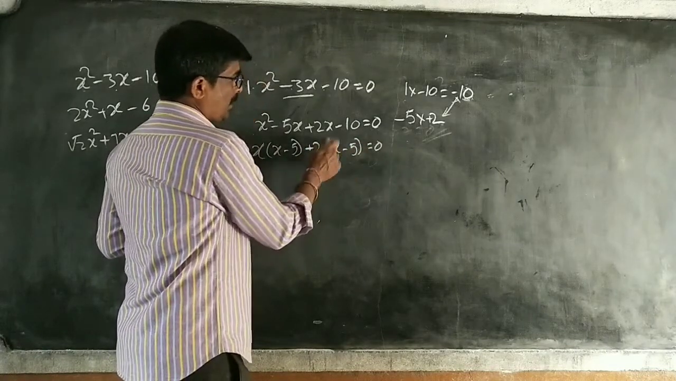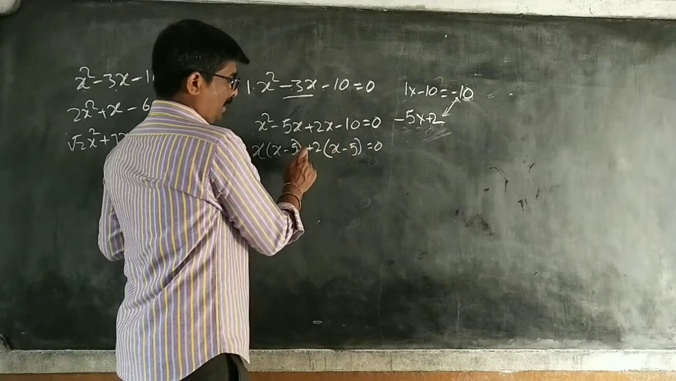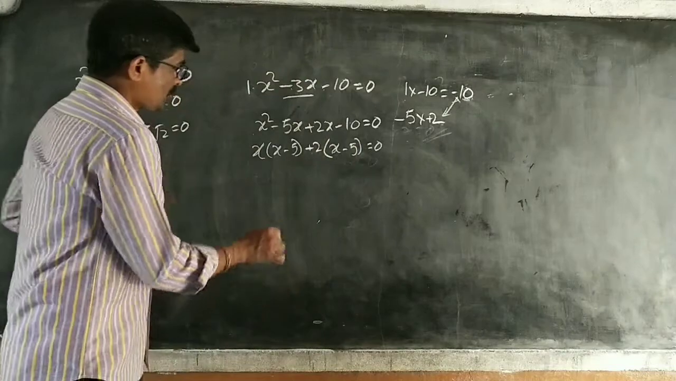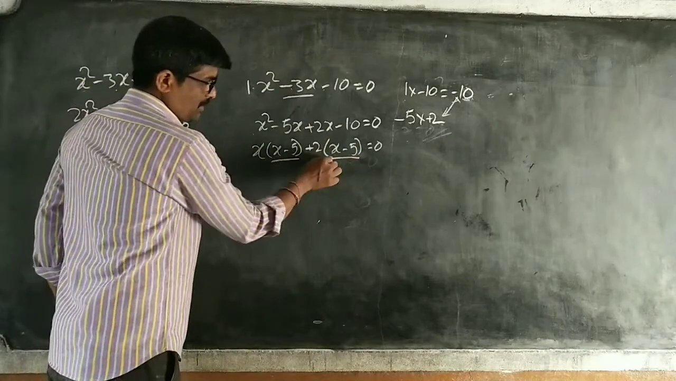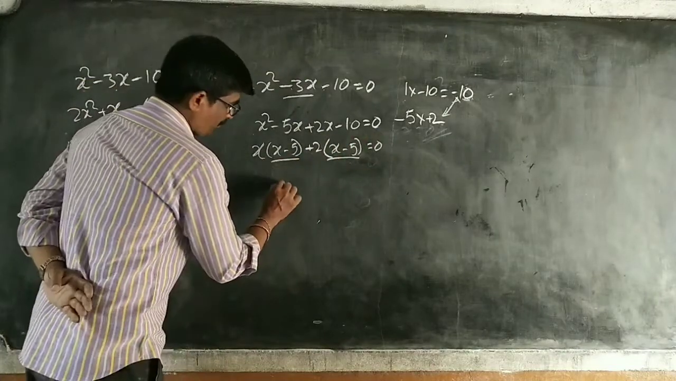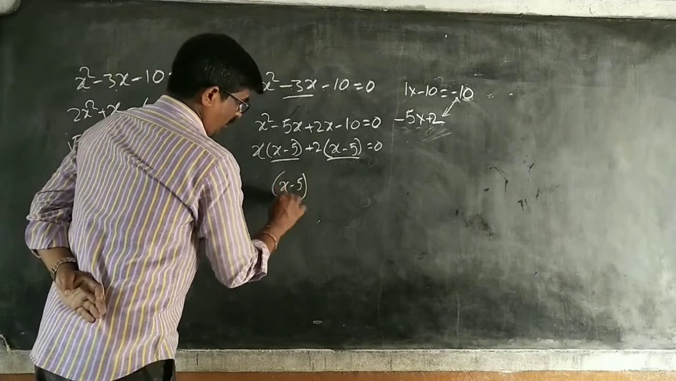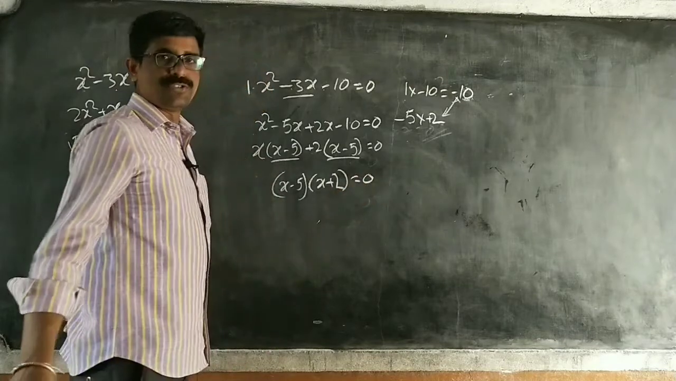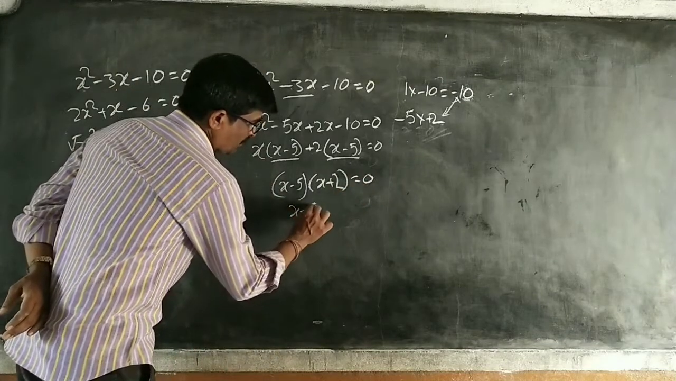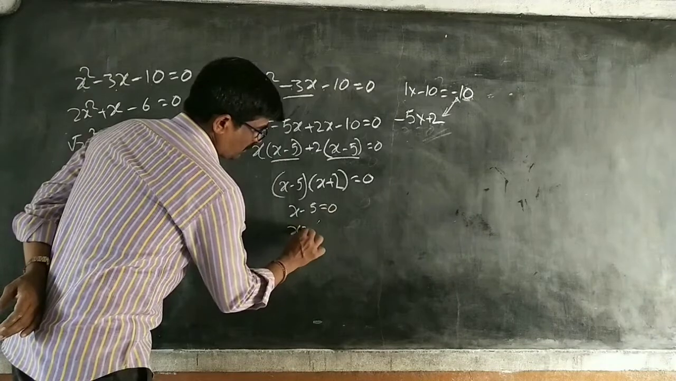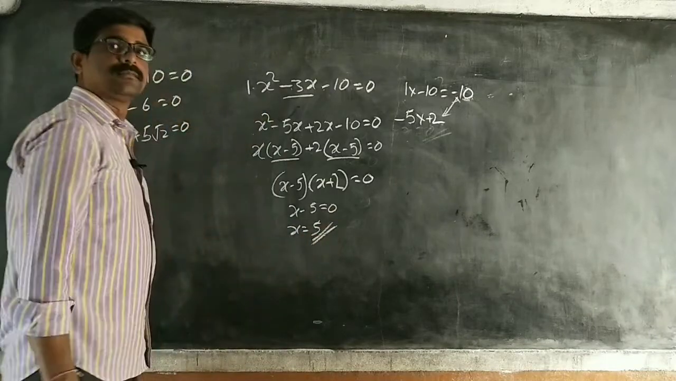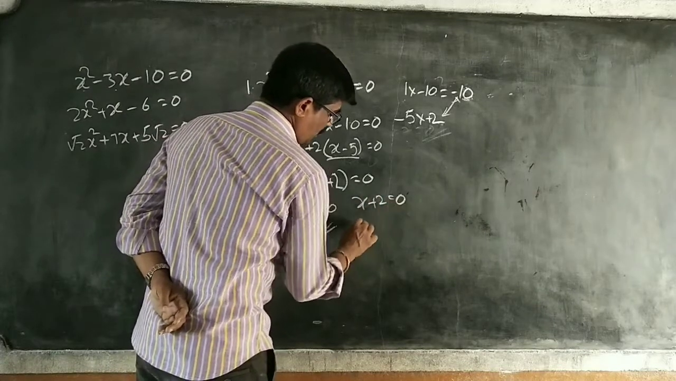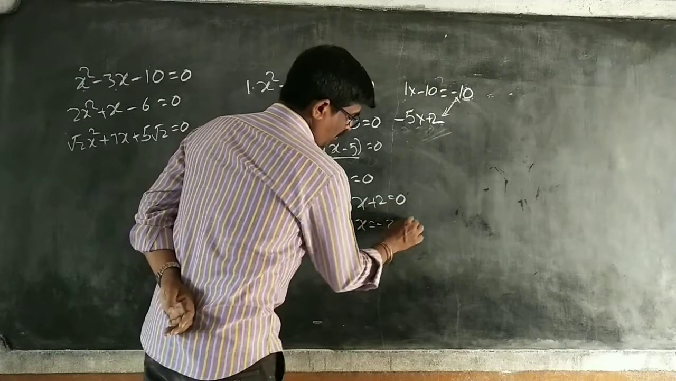Because 2 into 2x, minus into plus, minus 5 into 2 is minus 10. So observe, here also x minus 5, here also x minus 5. Pick up x minus 5 common. x minus 5 into x plus 2 is equal to 0. So x minus 5 is equal to 0, or x is equal to 5. Next, x plus 2 is equal to 0, or x is equal to minus 2.